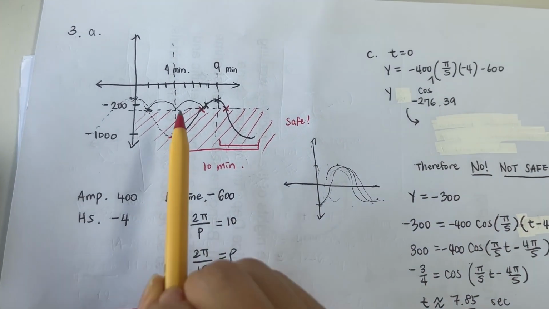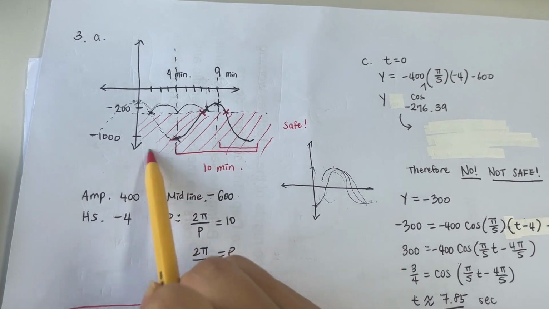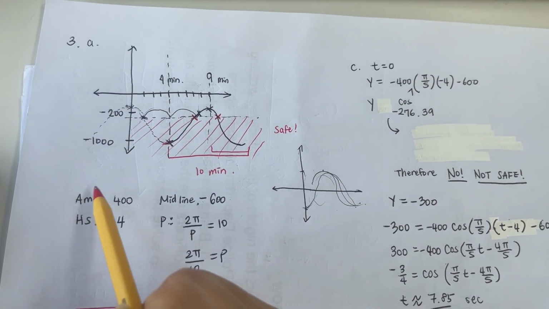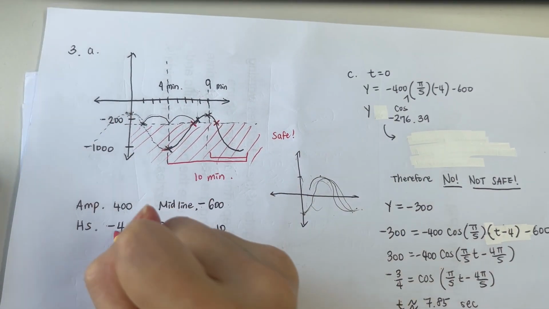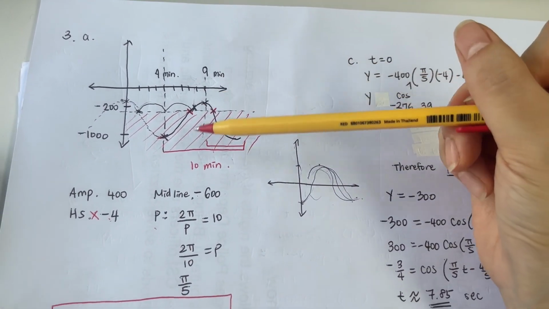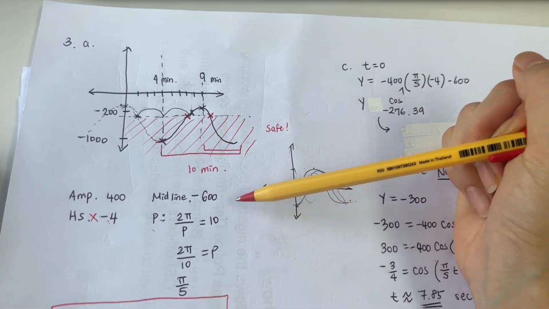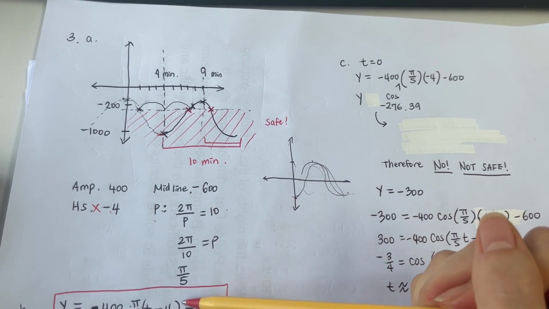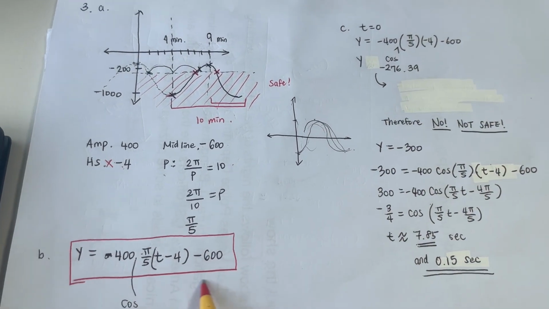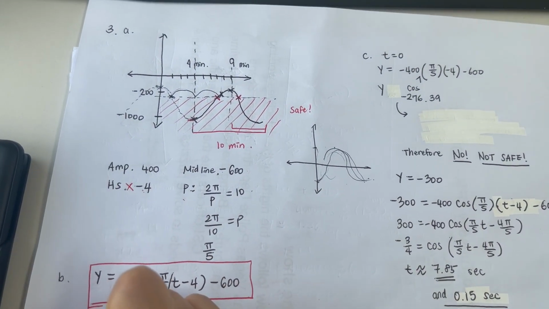Our horizontal shift takes place in positive 4 units. So therefore, this is what we would have to write down next to x, like this. And then for a period, I know that the full period takes about 10 minutes, so which means our full period would be pi over 5. So based on that, I went ahead and drafted this graph, and there's minus there.